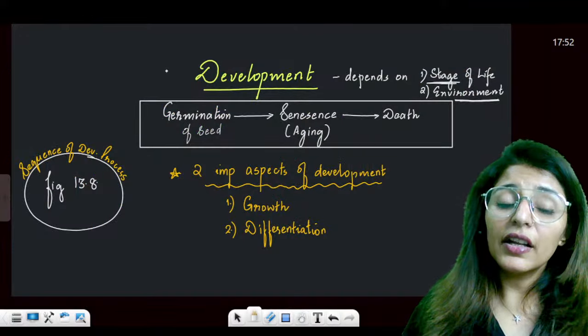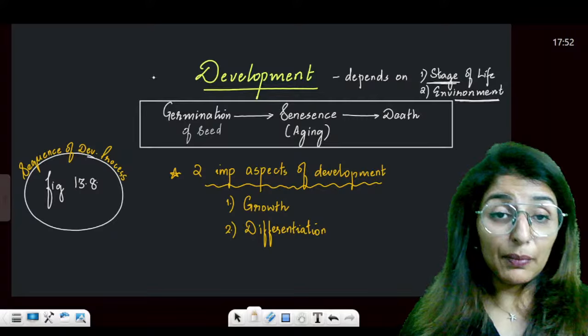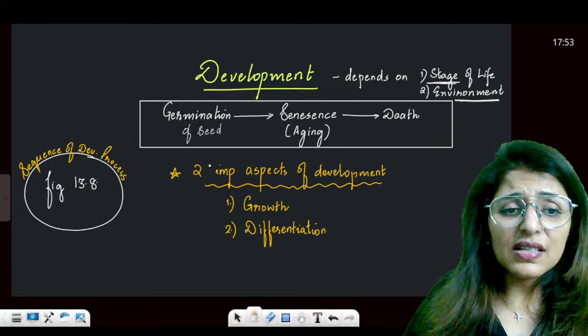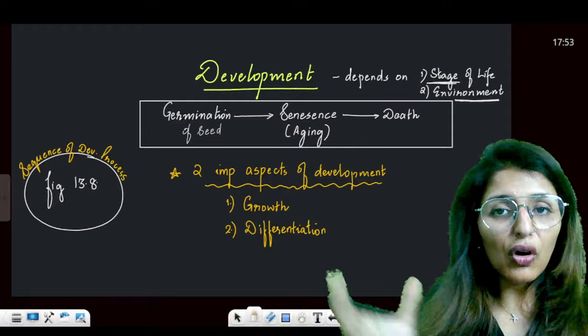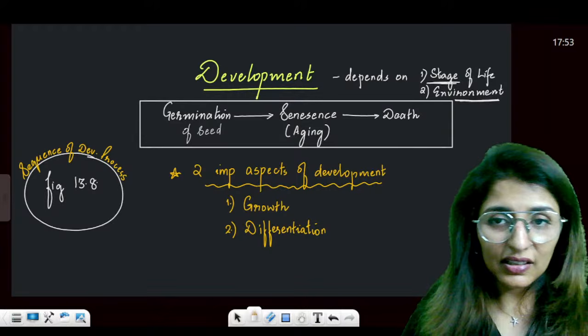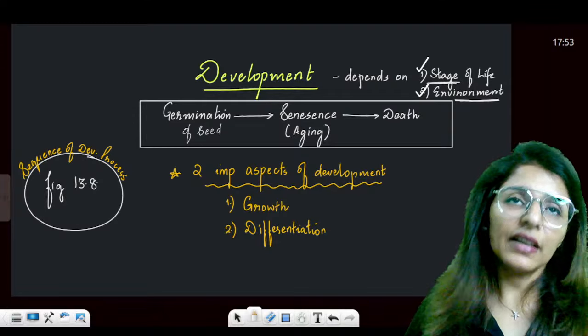Okay, moving ahead to the second part. See, the chapter is plant growth and development. Now, coming on to the second term, what is development? Development means it is the sum total of all the changes that occur. It is not just growth, it is growth plus other things, right? So, development depends on the stage of life and the environment.